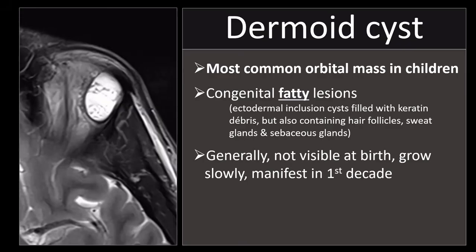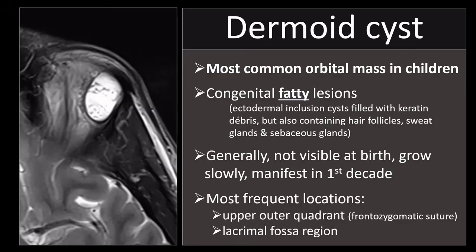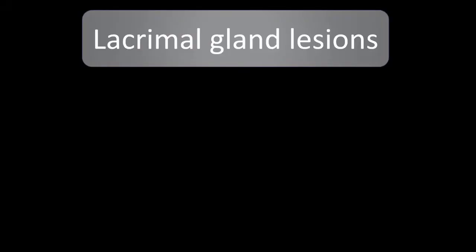Despite the fact that they are congenital, they are generally not visible at birth, grow very slowly, and slowly become manifest in the first decade of life. And they have some typical locations. They are generally located in the extraconal space and can typically be found either in the upper outer quadrant, near the frontozygomatic suture, or in the lacrimal fossa region.